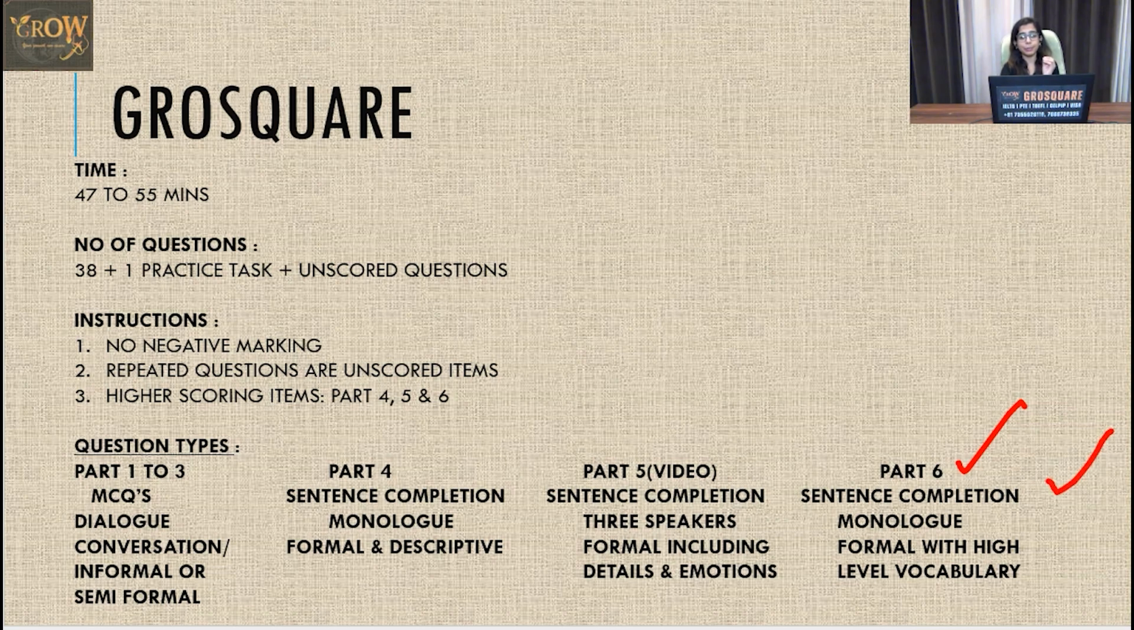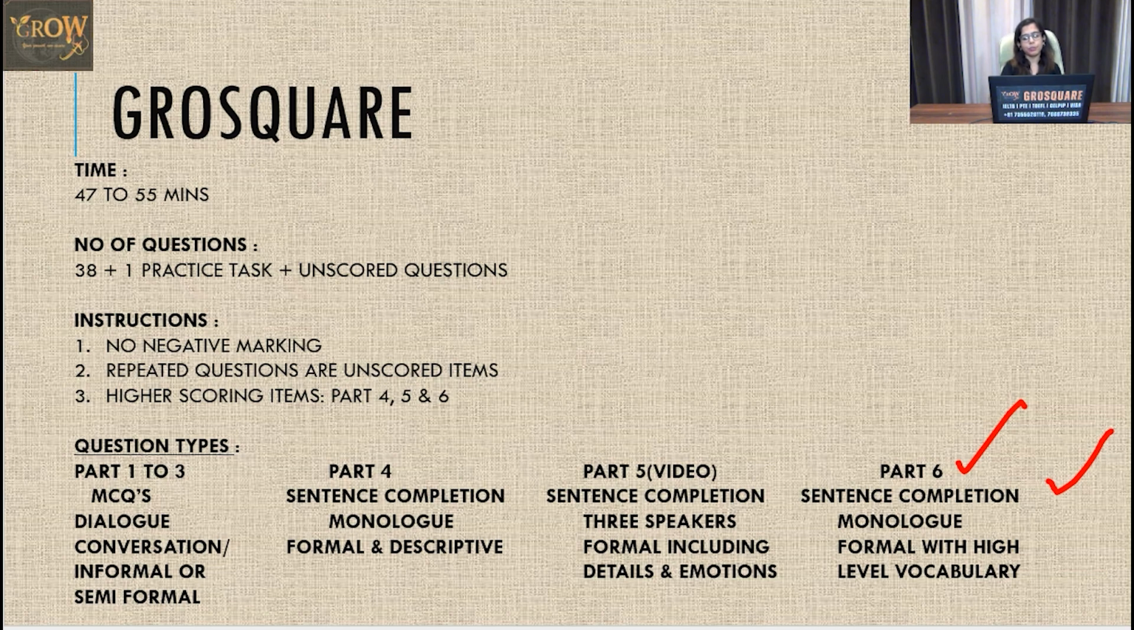So what we have seen basically is that in parts 1 to 3 we need to solve MCQs. Parts 4 to 6 are sentence completion, but the difference is that 4 is audio, 6 is audio, but 5 is video, and we are having 3 people over there.